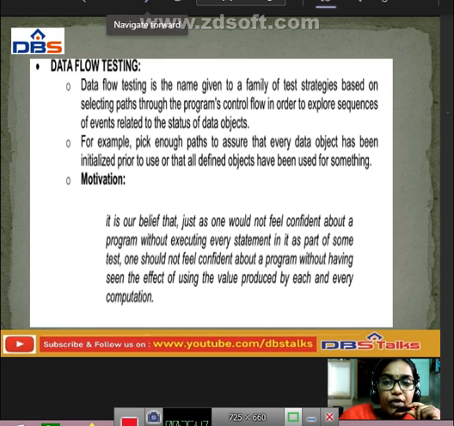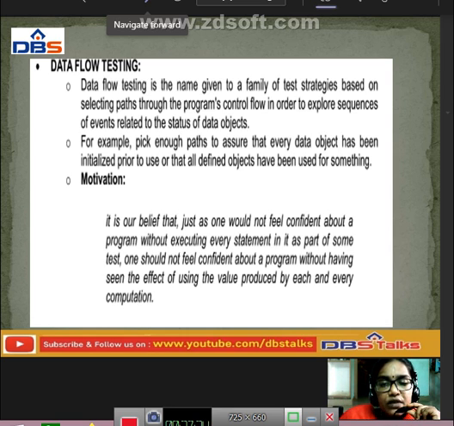Data flow testing is a name given to a family of test strategies. Based upon these test strategies, it is a name given for the family of the test repository. It is based upon selecting paths through the control flow graphs, that is, selecting paths through the program's control flow.